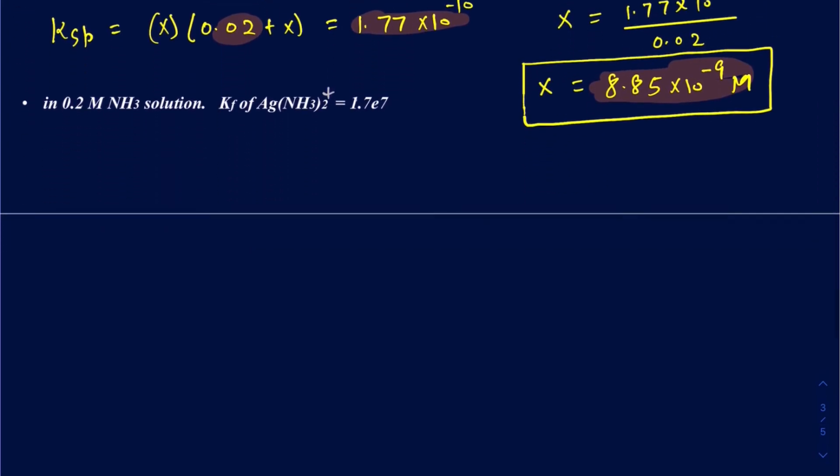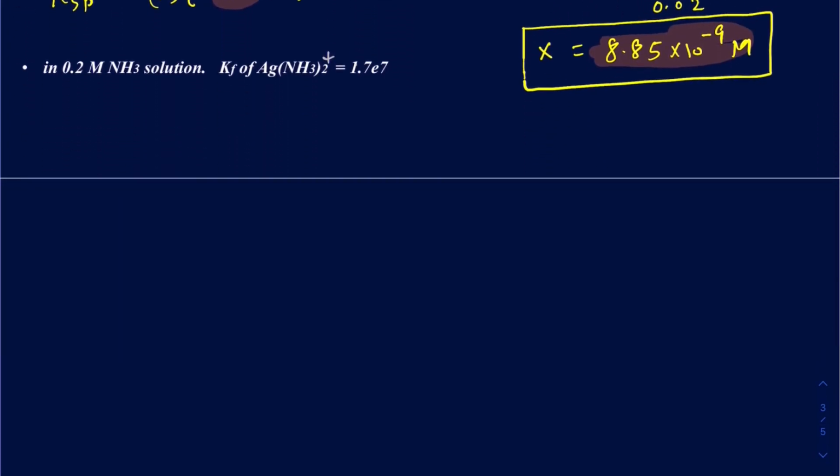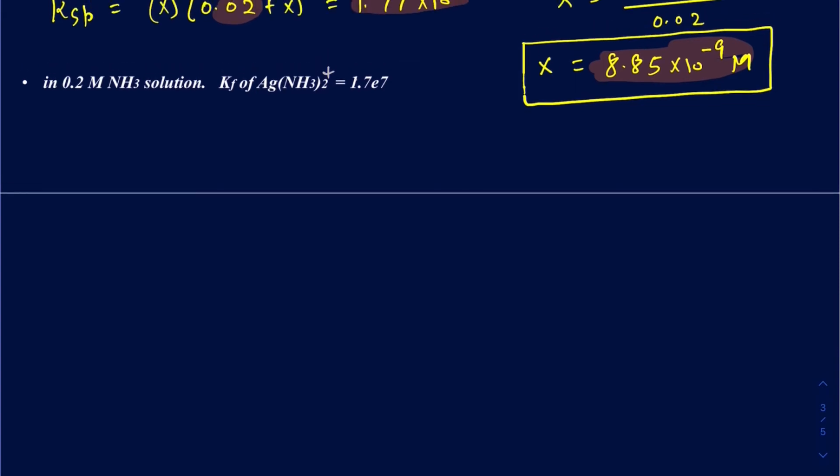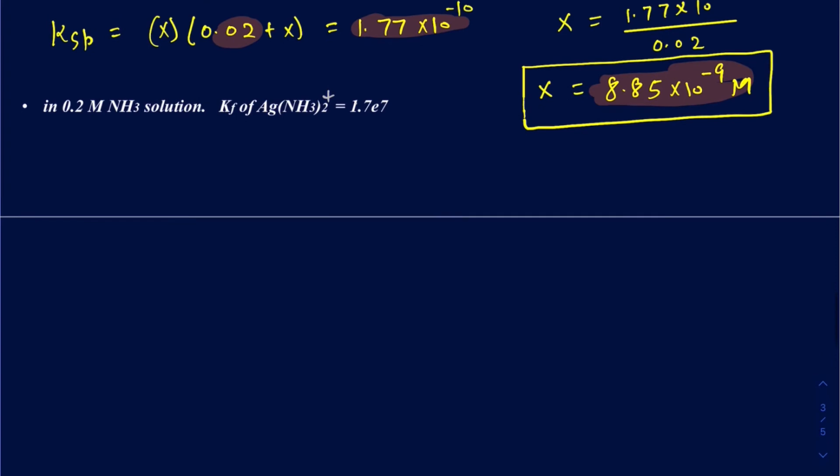Well, what if you have a complex ion? Like in this case, we've got a complex ion here. How's that going to affect the solubility? So let's look at this 0.2 molar NH3, and it makes a complex ion. So let me go ahead and write down the equation for the complex ion first. So it's going to be Ag.